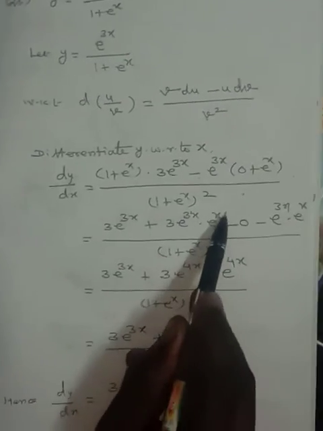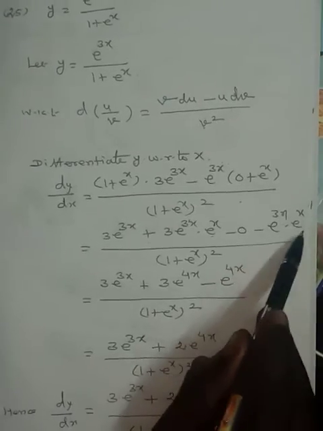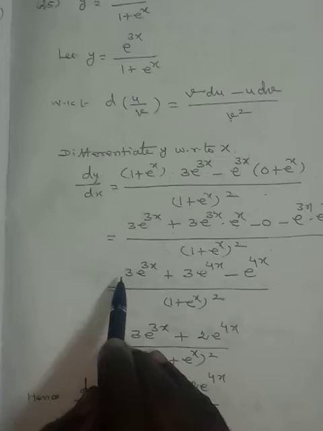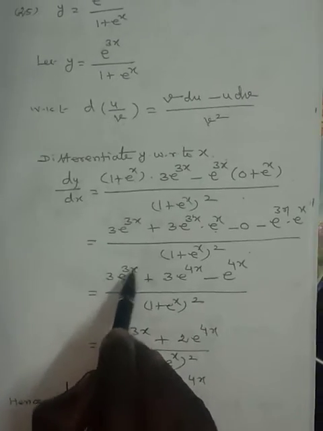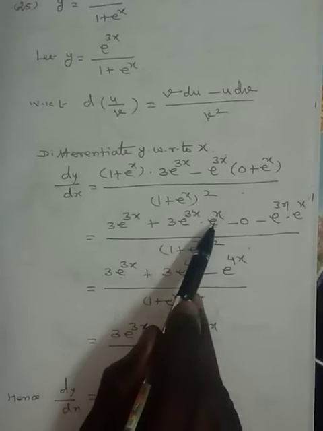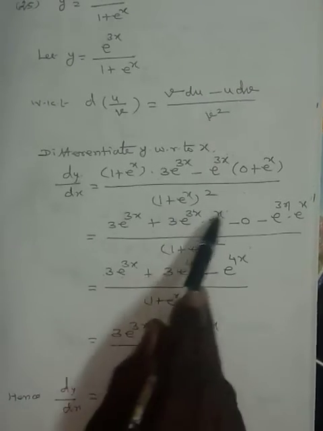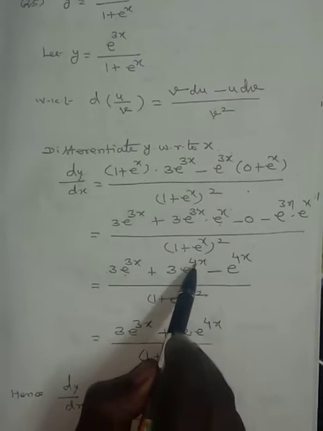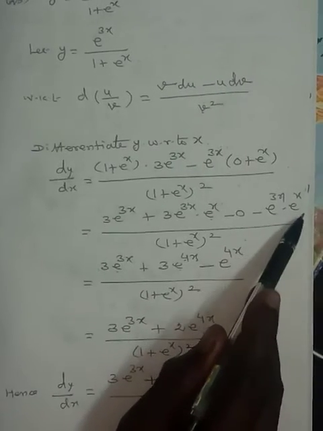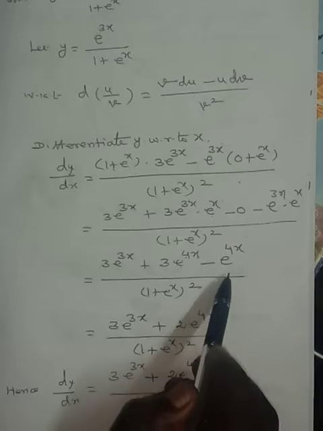to the power of x minus e^(3x) into e^x, whole divided by (1 plus e^x) whole square. So 3 e^(3x) plus 3 e^(3x) into e^x is 3 e^(4x), adding the power: 3x plus x is 4x. Minus e^(3x) into e^x is e^(4x).